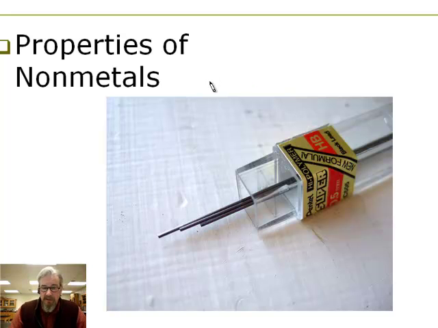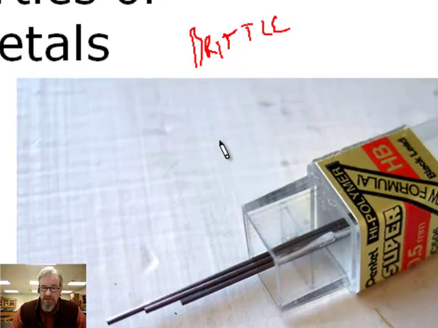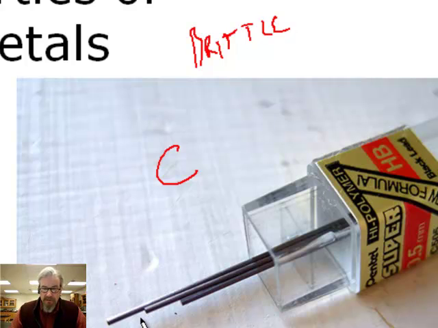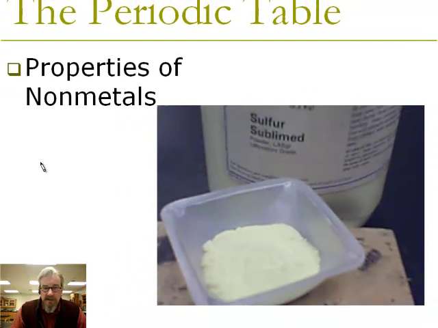Instead of being malleable and ductile, stretchable and bendable like metals are, nonmetals tend to be brittle. They're hard, and if you try and bend them or stretch them, they're just going to break. And a good example of that is pencil lead, which is carbon. It's not really lead. If you take a piece of pencil lead and try and bend it, it doesn't bend like a piece of aluminum wire would or a copper wire. It just breaks. It just snaps. It's brittleness.